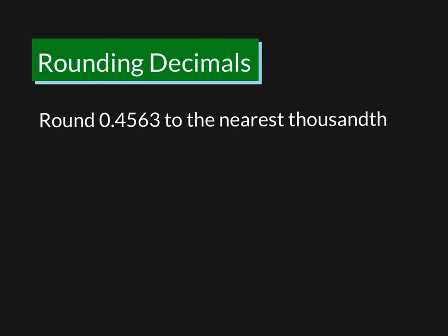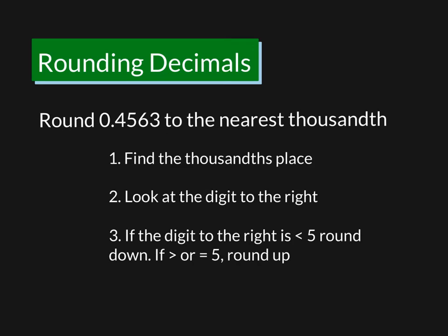So here's another example. Say you're asked to round the same number, 0.4563, to the nearest thousandth, which is 3 places after the decimal. Follow the same process. So first find the thousandths place, which is tenths, hundredths, thousandths, right here. Then look at the digit to the right. In this case, it's a 3.